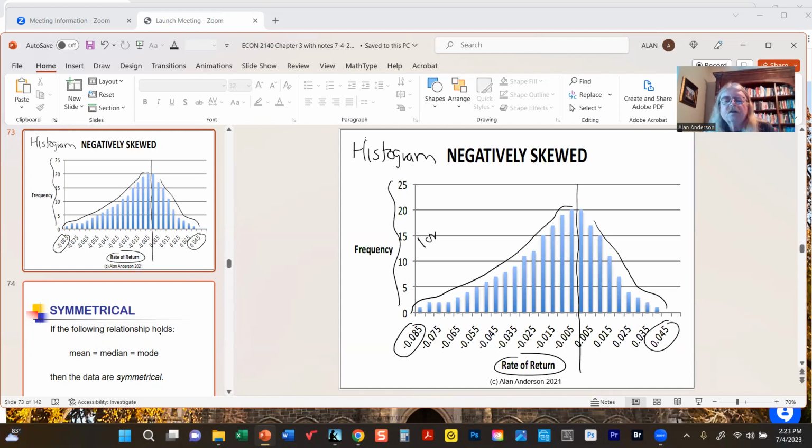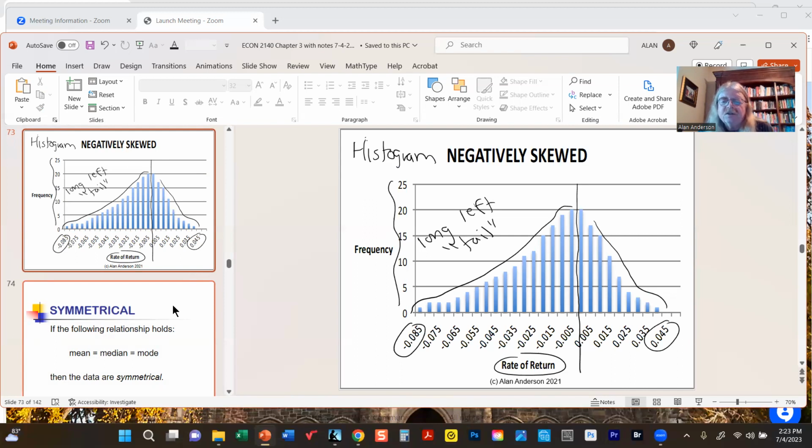And so we describe this graphically as a long left tail, it's called. And we have a short right tail. In other words, you don't have a balance between the two sides. There's a lot more negative observations than positive. And so we call this relationship negatively skewed. Okay, so this is the one you don't want, at least with your stocks.